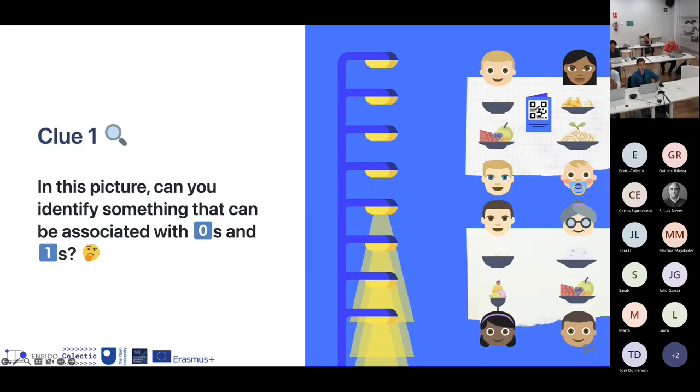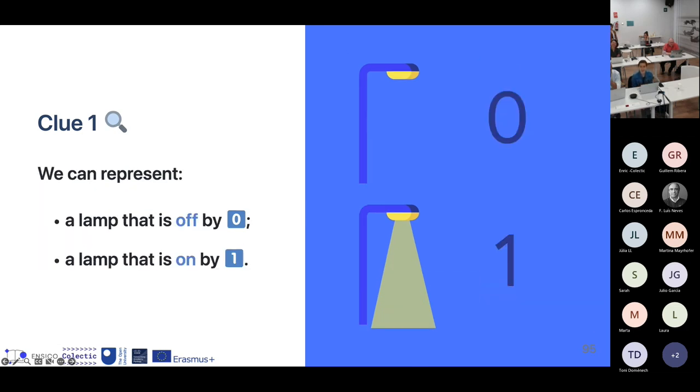So in this picture, can you identify something that can be associated with zeros and ones? I'm probably just talking to myself, so I will answer myself too. Yes, I can. We can associate a lamp that is off to a zero, and we can associate a lamp that is on to a one.